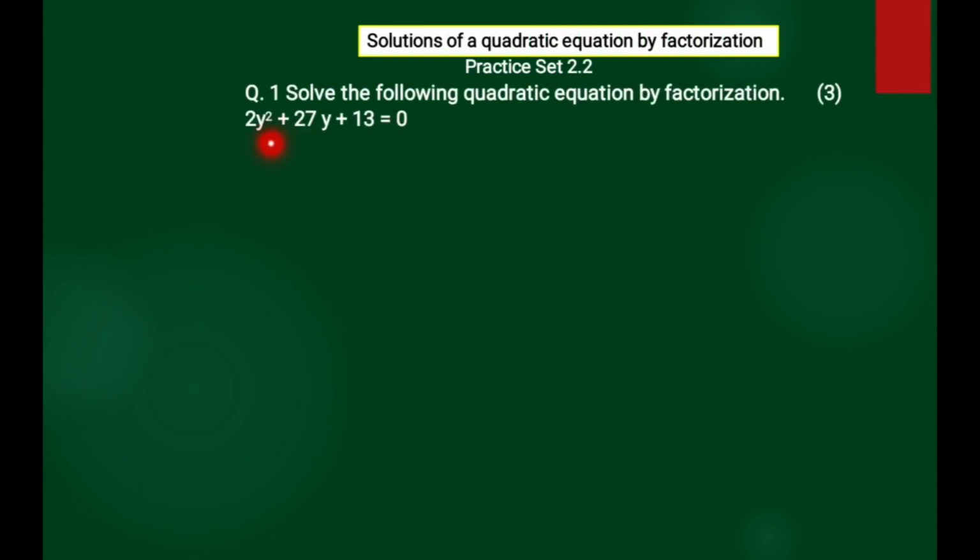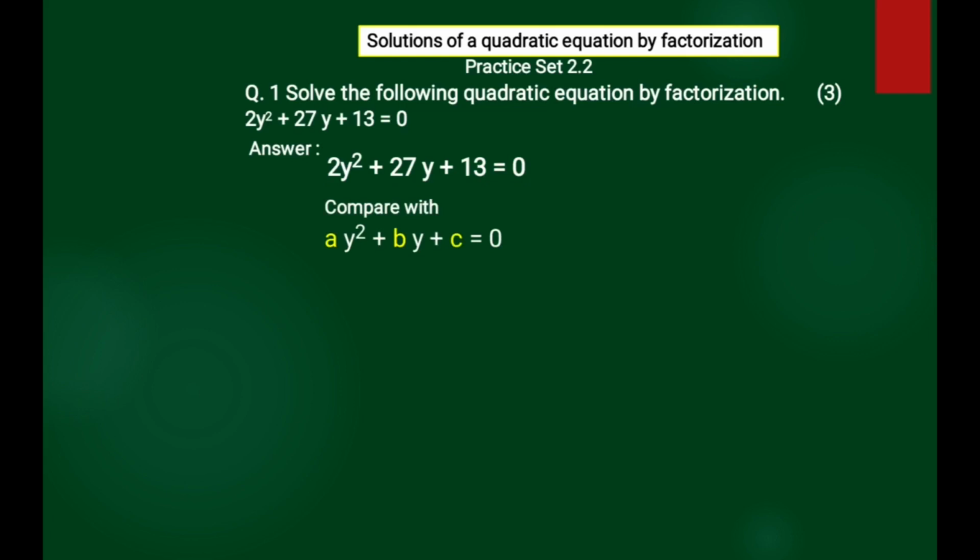So see the third example. Here the third example is 2y square plus 27y plus 13 equals 0. So first we write the given equation in the answer, that is 2y square plus 27y plus 13 equals 0. First we compare this equation with ay square plus by plus c equals 0. So we get a equals 2, b equals 27, c equals 13.